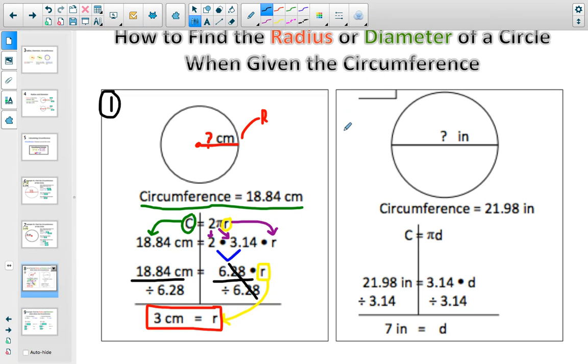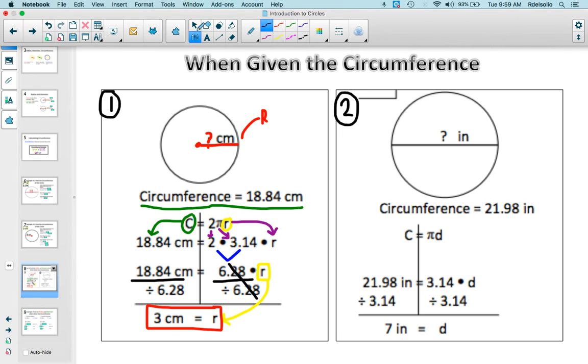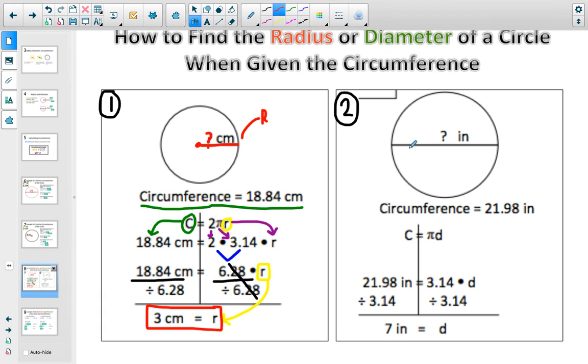Let's look at example 2. Pretty similar, but now we're going to be solving for not the radius, we'll be solving for the diameter. So how do I know that we're solving for the diameter in this second problem? If you notice here, we're given a line that goes from one side of the circle to the other side, and it goes right through the middle, but we don't know it, right? Question mark. This is what we're trying to solve for. And we know that the term for the segment that goes across the circle from one side to the other, and it goes right through the center, this is the diameter. So we're trying to solve for D.